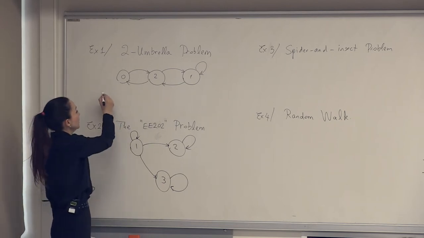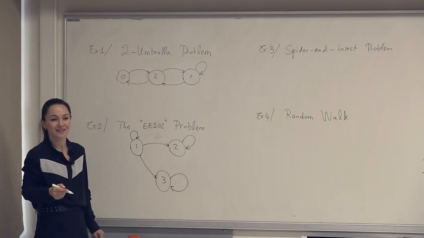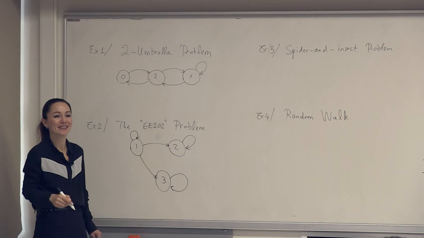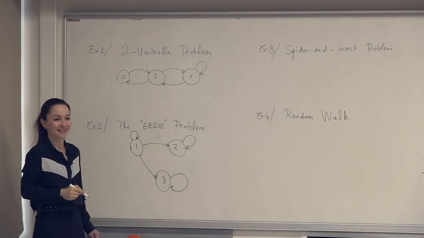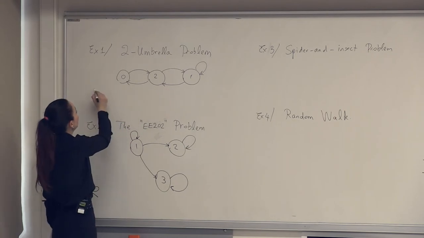So it is, or is it not? Who says it is? Semanur and many people. Okay, why? Because they all communicate. Right, so they all communicate. So this Markov chain is irreducible.